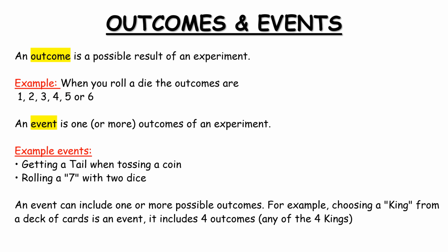So for example, choosing a king from a deck of cards, that is an event, but it actually has multiple outcomes because when I choose from a deck of cards, there are actually 4 different kings that exist in that deck of cards. If you're not familiar with a deck of cards, don't worry, we are going to do a little bit more on it throughout the video.